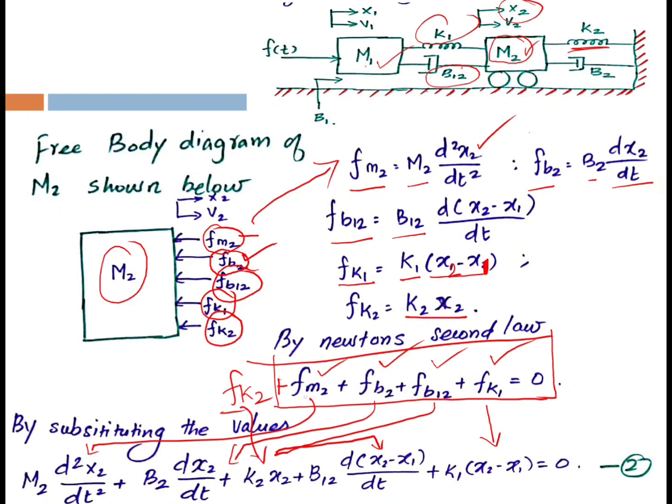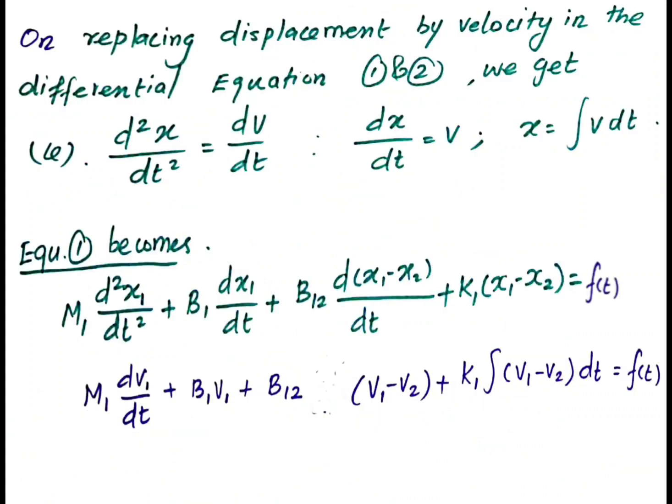Fk2 plus Fm2 plus Fb2 plus Fb12 plus Fk1 is equal to 0. Now we have two equations. Now we are going to replace the displacement by velocity in the differential equation. So the first part in finding the force-voltage analogy is to replace displacement with velocity.